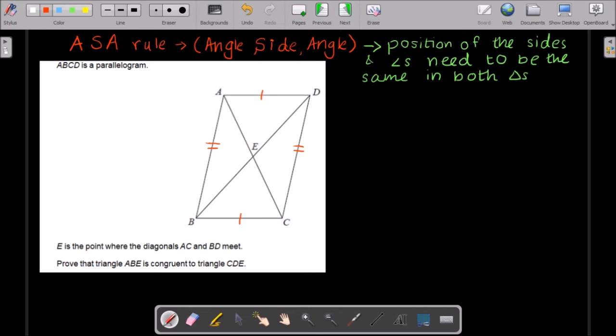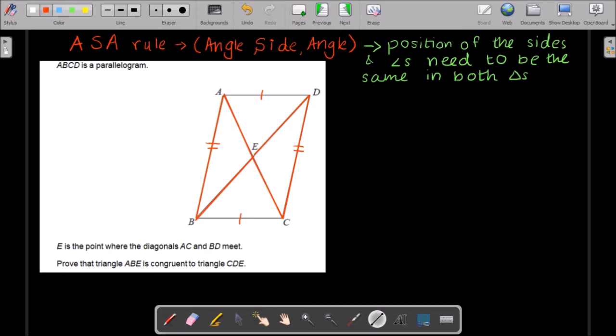E is the point where the diagonals meet, which is over here in the middle. Prove that triangle ABE is congruent to triangle CDE. So let's mark our two triangles in red. ABE is over here. ABE, that's that triangle, is congruent to triangle CDE, which is this one.